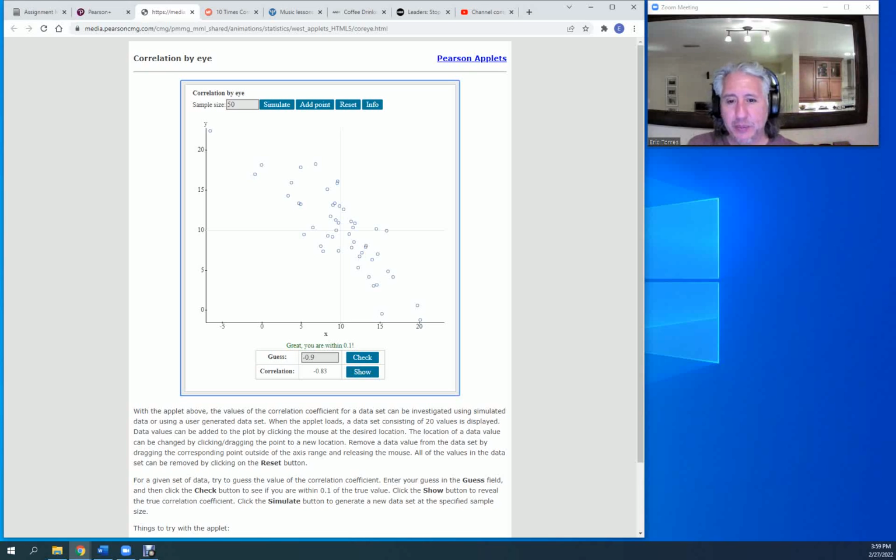Just practice, practice, practice with this until you're really comfortable with being able to associate that number with the visual data.